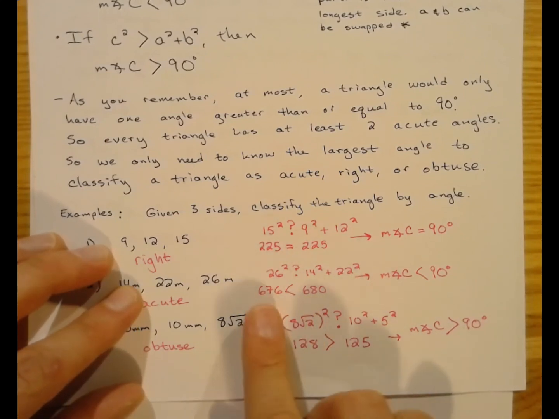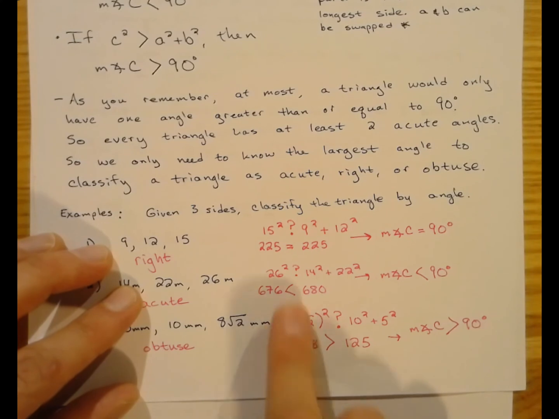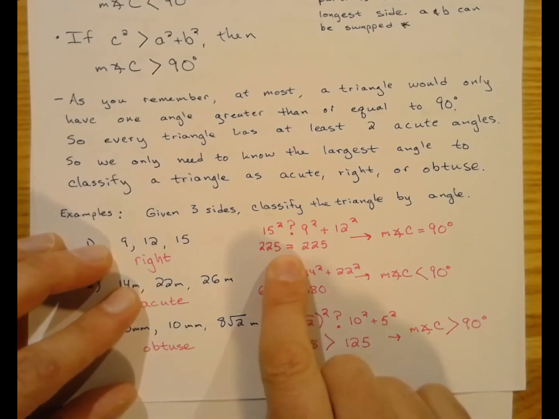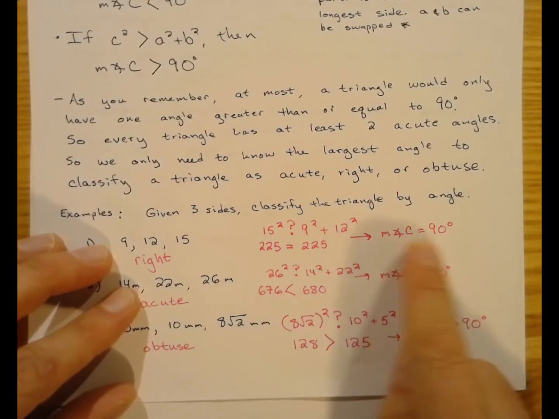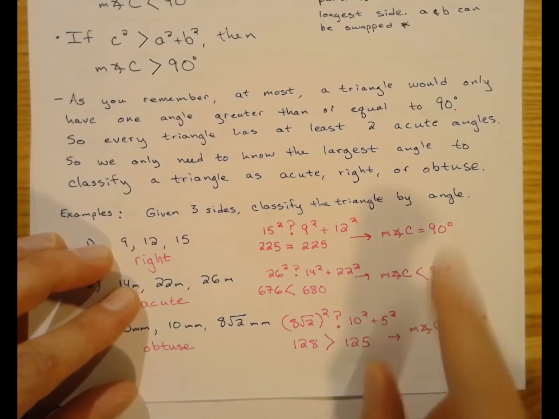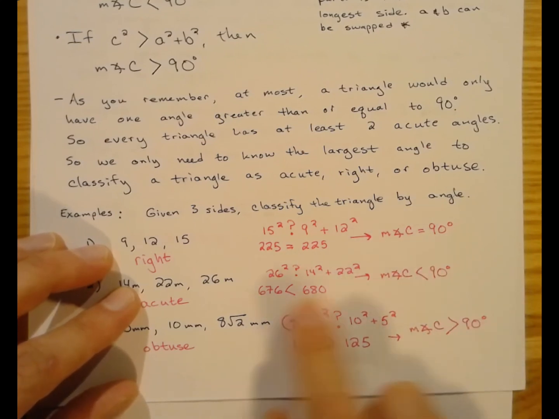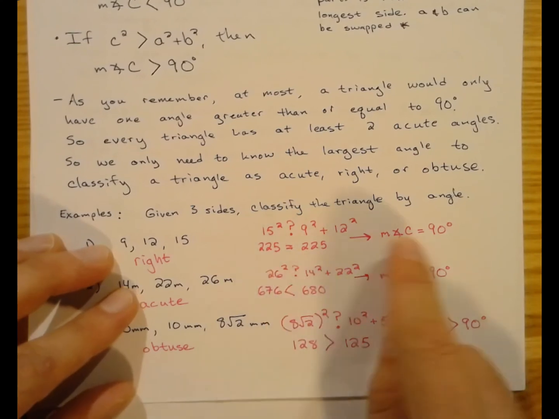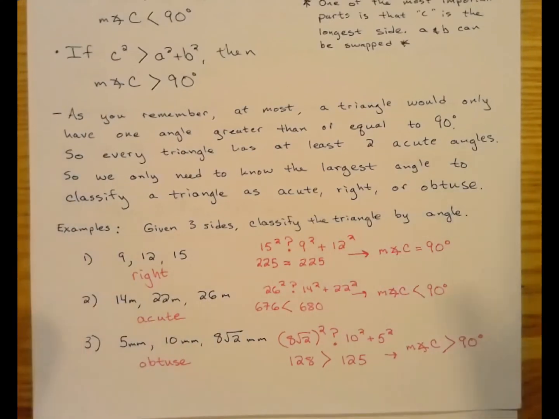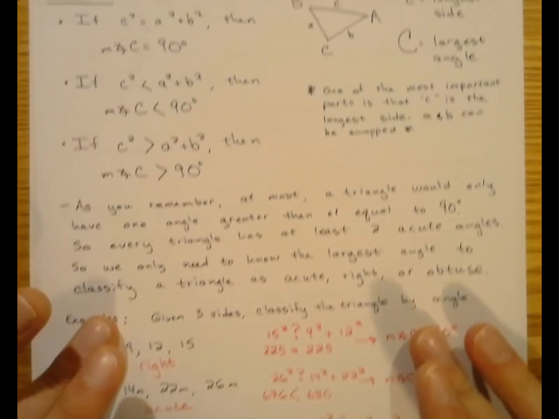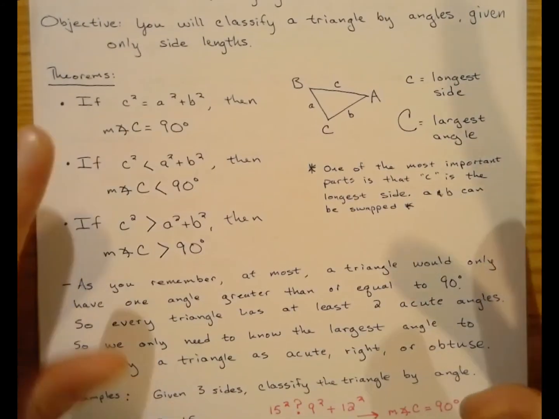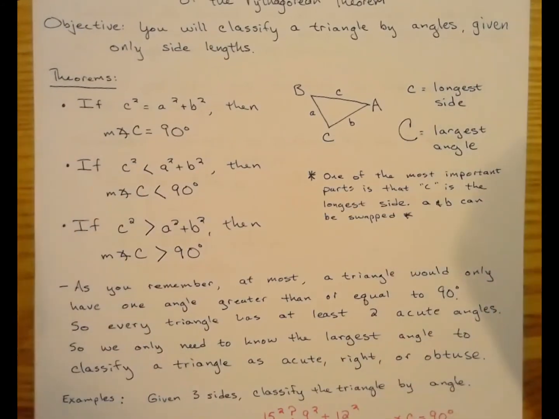And if you put the C squared on the left, then whatever that inequality or equal sign is, that's exactly the relationship angle C has with 90 degrees. So less than, greater than, equal to. And that is how we classify triangles by angles given only side lengths.